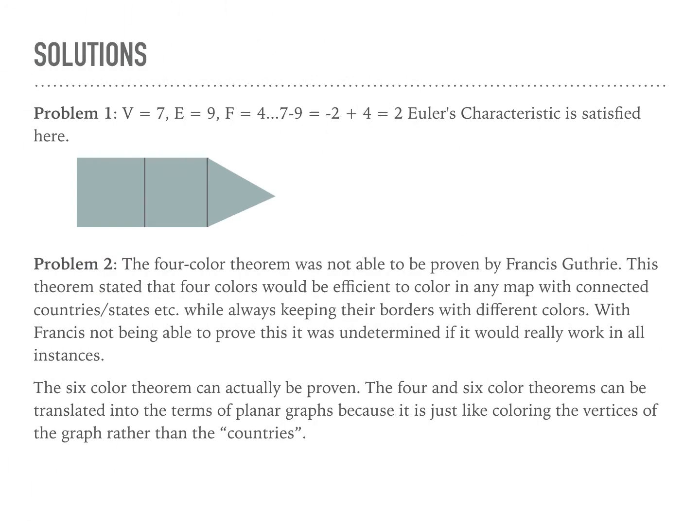If you said that this graph was satisfied by Euler's characteristic, you would be correct. There are 7 vertices, 9 edges, and 4 regions. That ends up coming out to 2.